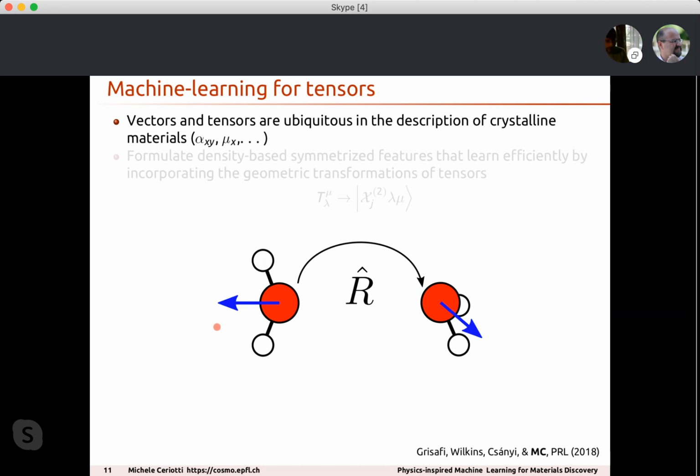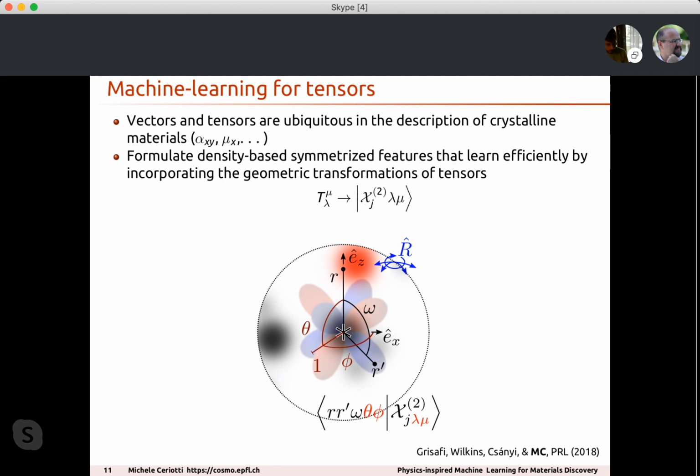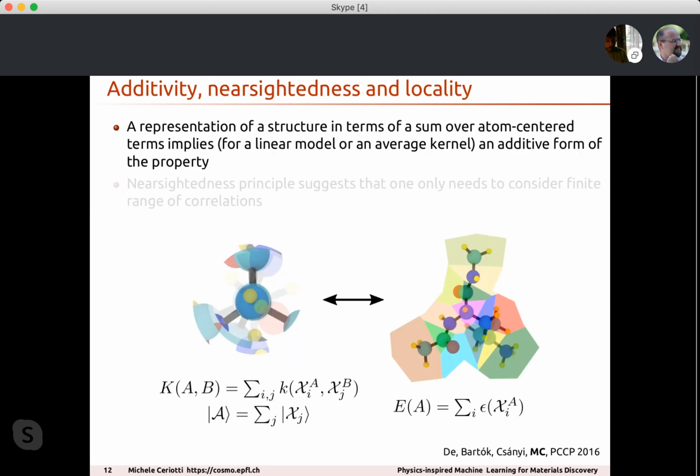And it turns out that within the same formalism that I was discussing before, using this Dirac notation, you can build an appropriate basis to represent covariant functions such as vectors and tensors, and I will give you some examples of what you can do with these tensorial machine learning models. How about locality, which I mentioned before, is the other ingredient that is crucial for an effective machine learning model.